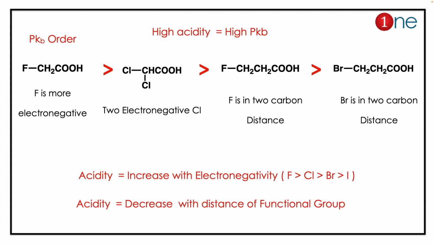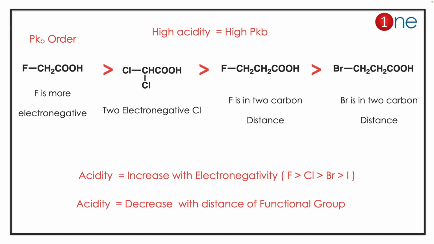Answer lies in two simple facts. Acidity increases with electronegativity. Normally fluorine is more electronegative than chlorine, then bromine, then iodine. Then acidity decreases with the distance of the functional group because the effect will decrease based on the distance.